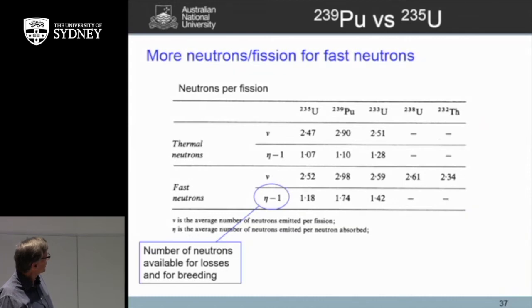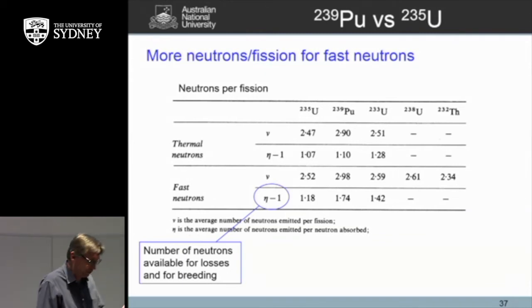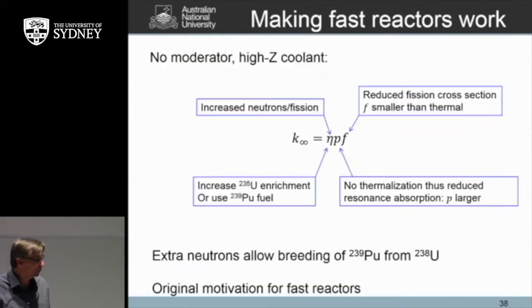So if we take eta minus 1, this is the number of neutrons that's available for losses. It helps us run a fast reactor. And if we have extra neutrons available, then in principle we can use that extra neutron to make more fuel. So our fast reactors have no moderator. That means you have to have a high atomic number coolant. You want something that the neutrons are not going to lose energy when they interact with it.